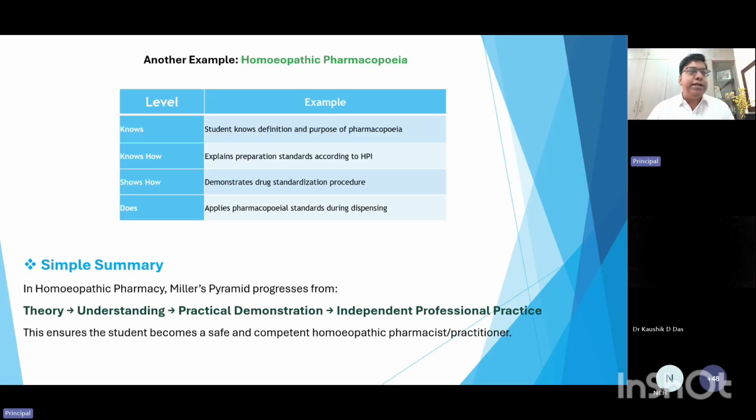So, in homeopathic pharmacy, the Miller's pyramid, which we see, is the competency based educational term that you have to follow. So, from theory to understanding, understanding to practical demonstration, and finally independent professional practice. And this is what we call EPAs, Entrustable Professional Activities, for further exploration and elaboration of which I want to show you the subsequent slides. So please allow me to move to the next slides.